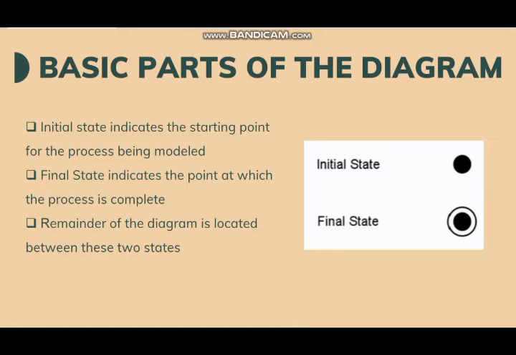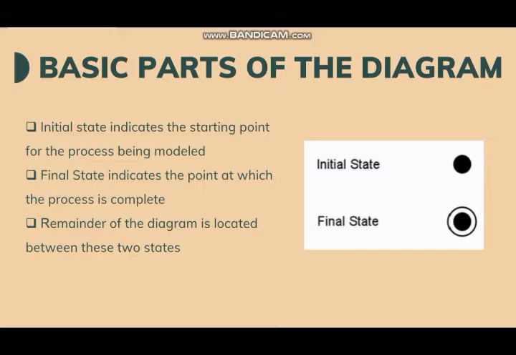The basic parts of the UML activity diagram include the initial state, the final state, and a set of transitions and other states and control in between the initial state and the final state. The initial state is represented by a filled circle and represents the point at which we enter the process. The initial state indicates the starting point for the process being modeled. The final state is displayed by a filled circle within another circle, and this is the state in which we exit the process. It indicates the point at which the process is complete.